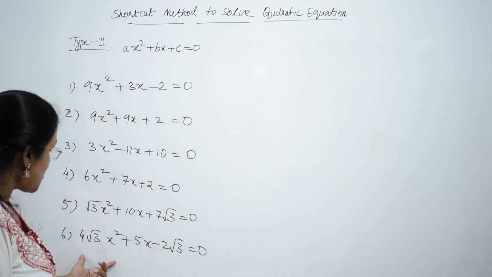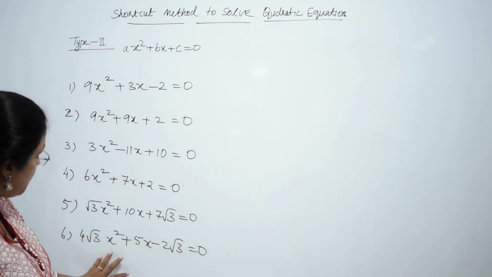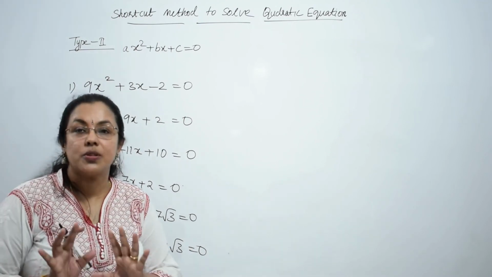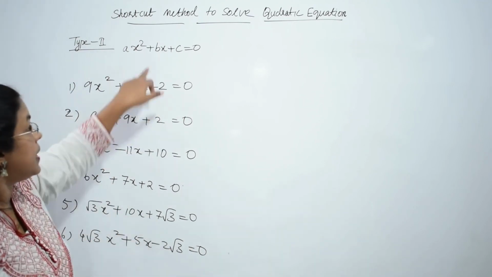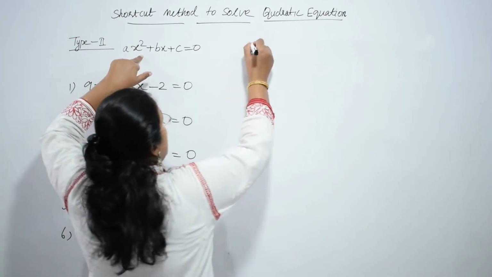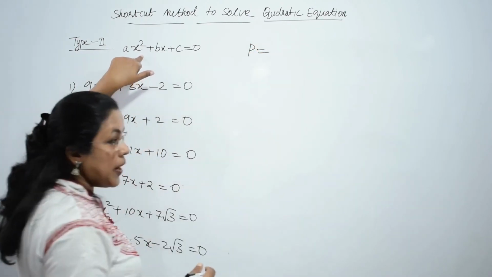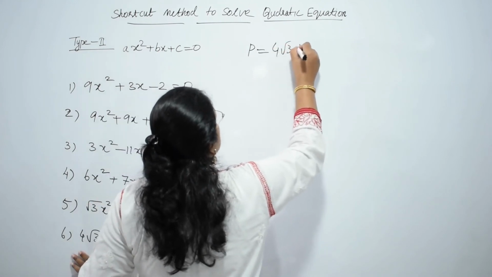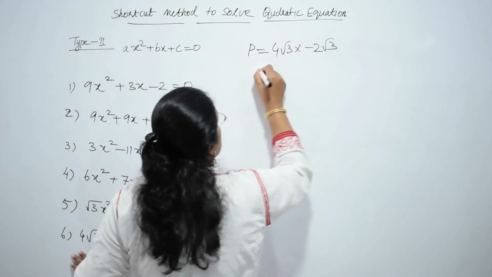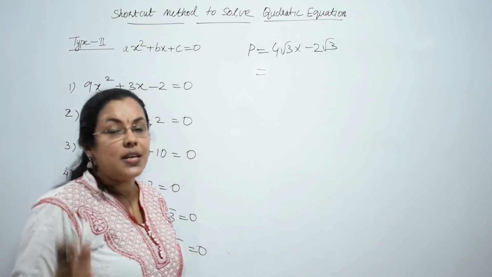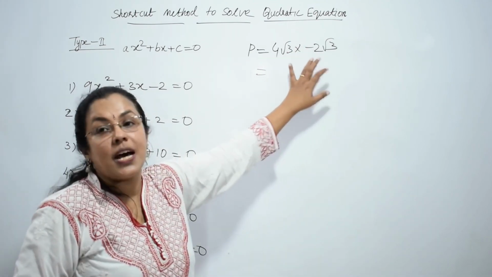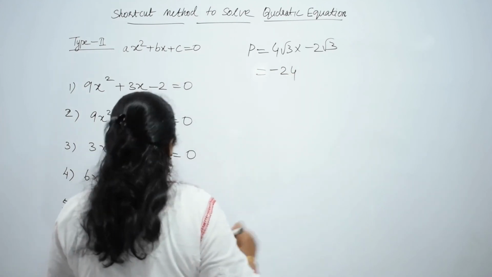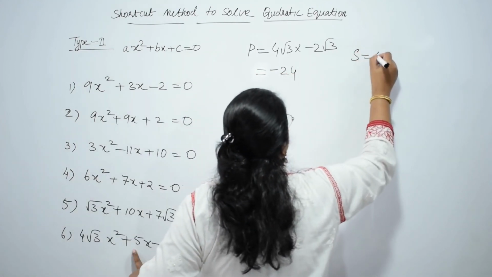Now look at the last question. Solve 4 root 3 x square plus 5x minus 2 root 3 is equal to 0. Again this form. So we have to find out two numbers whose product is equal to 4 root 3 into minus 2 root 3. Root 3 into root 3 is 3. 4 twos are 8. 8 threes are 24. Minus 24, and sum is equal to 5.